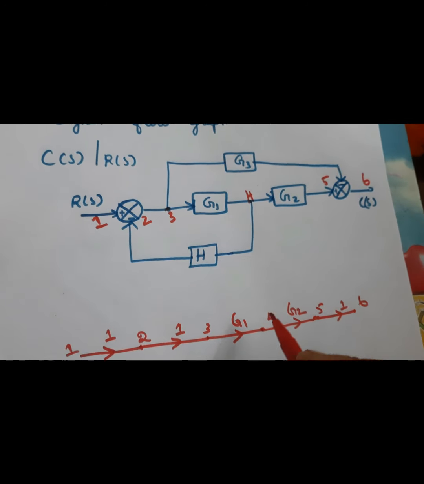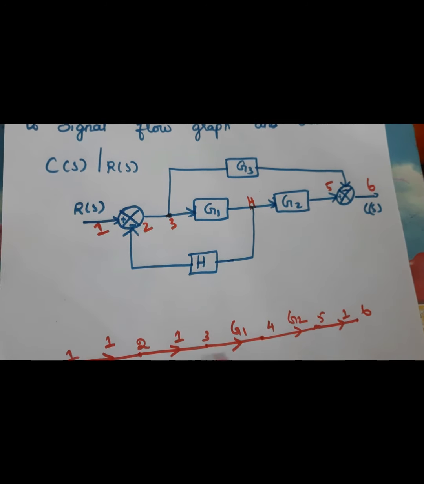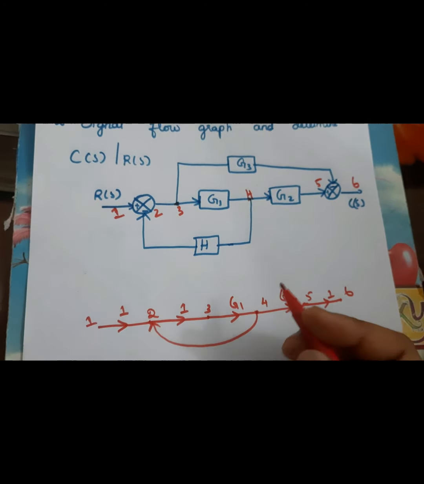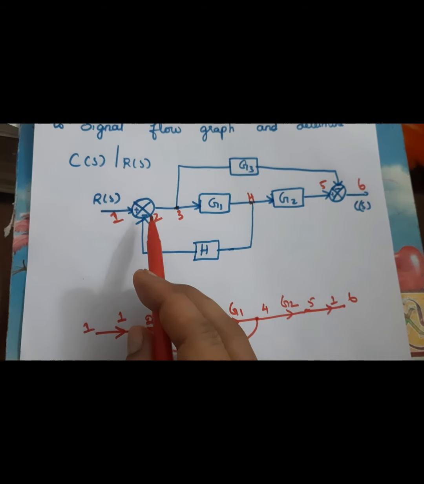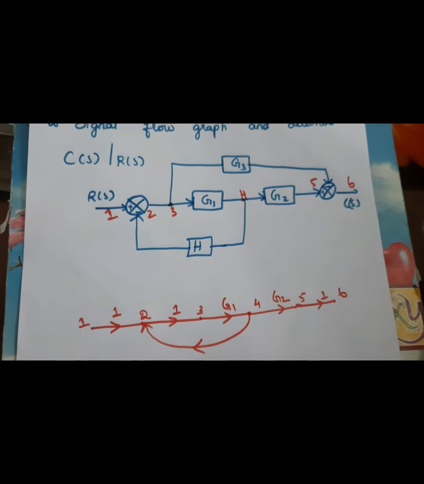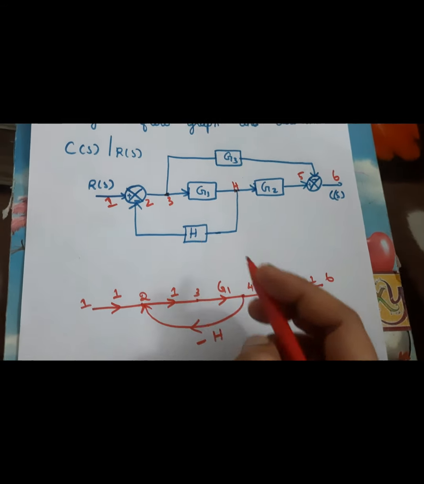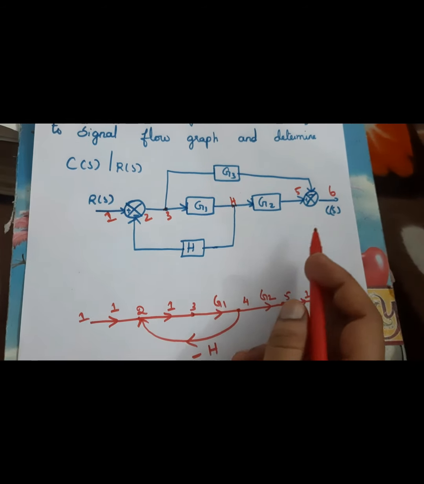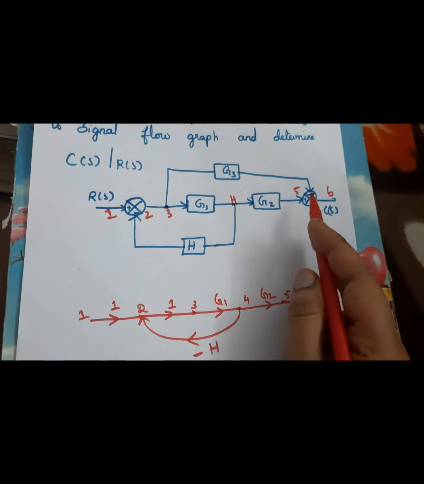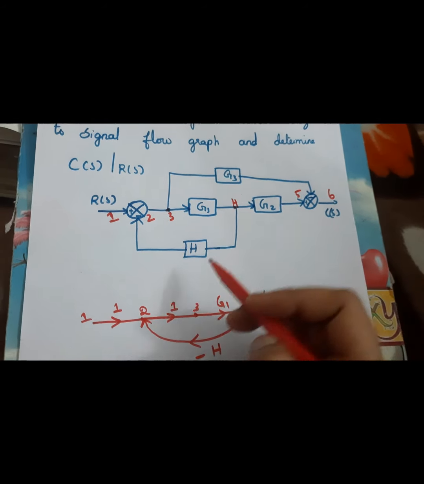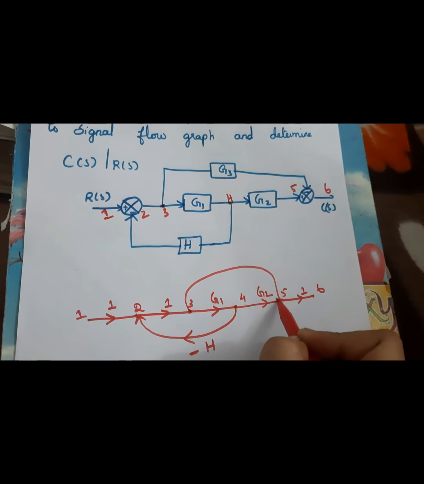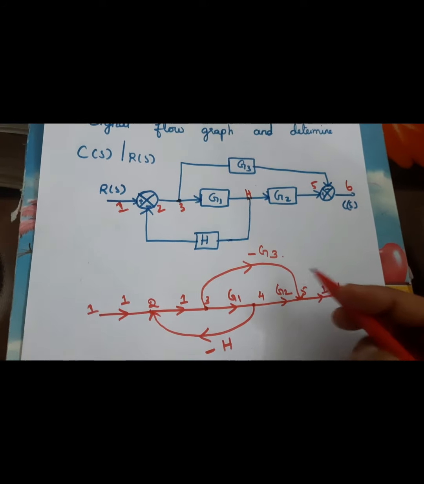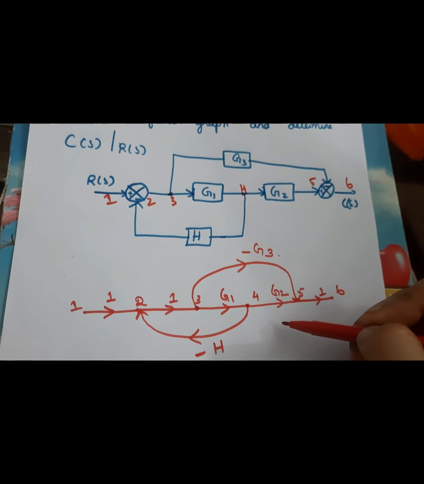Now we are going to define the loops. From 4 to 2 we have a loop with a minus symbol, so this becomes minus H. And from 3 to 5 we have a path with a minus symbol, so from 3 to 5 we have minus G3. So this is the conversion of the block diagram to a signal flow graph.